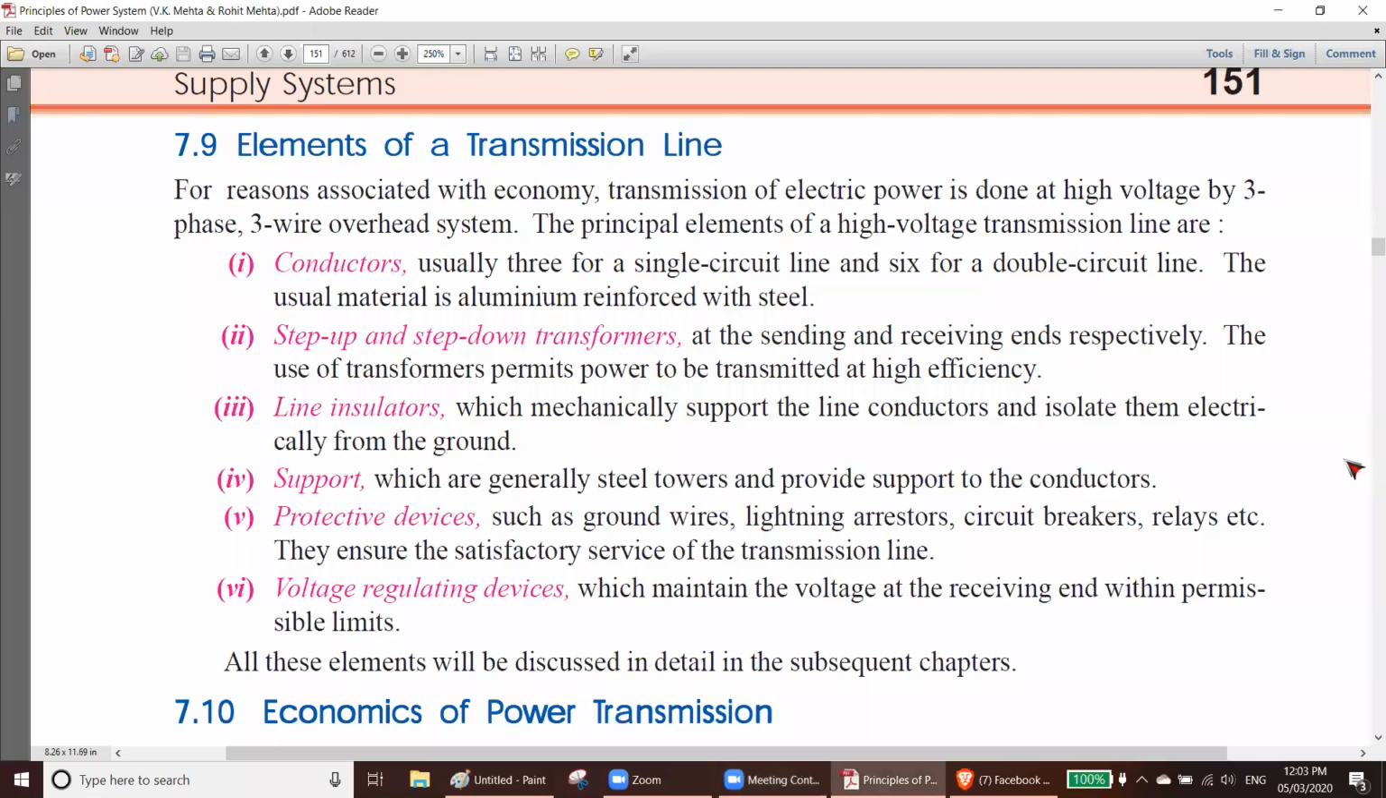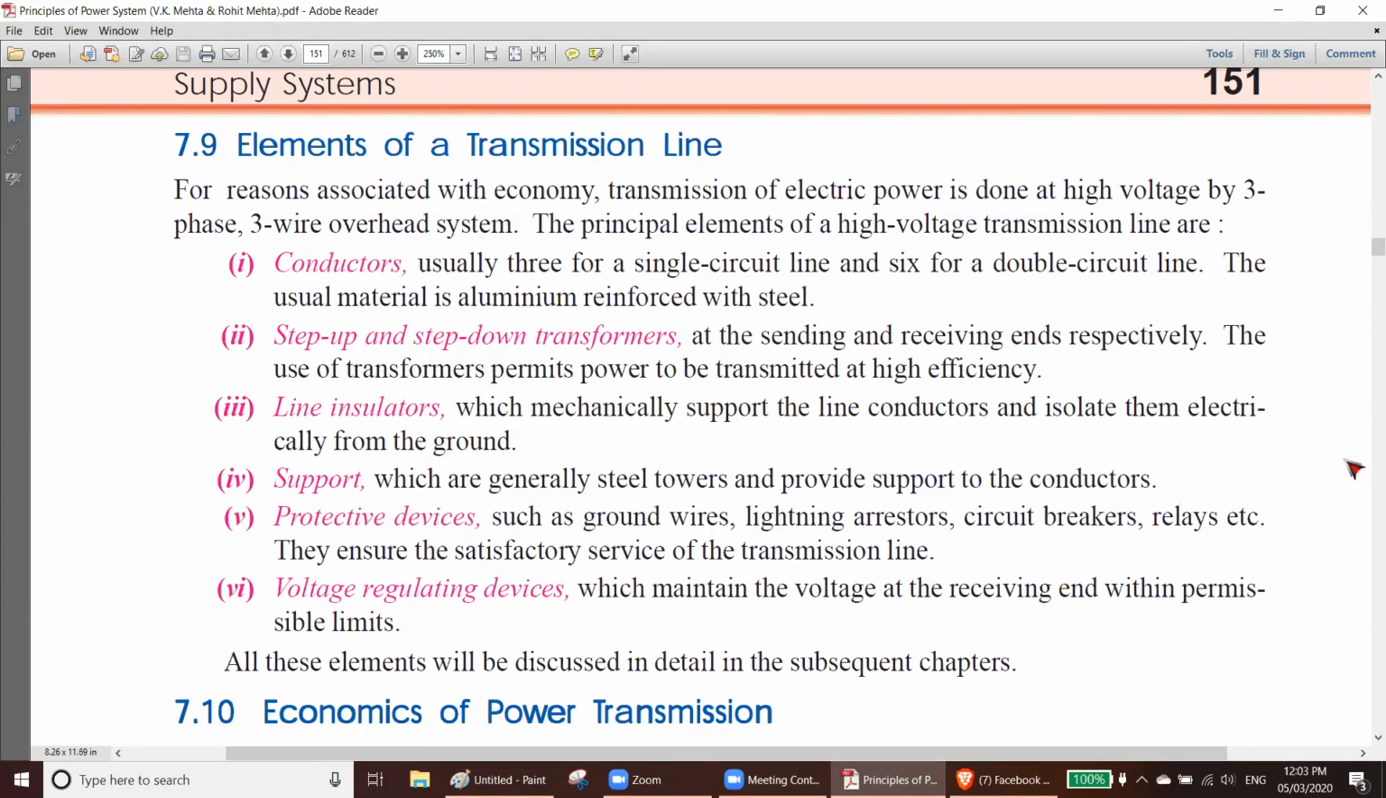Elements of a transmission line. For reasons associated with economy, the transmission of electric power is done at high voltage by a three-phase, three-wire overhead system. The principal elements of a high voltage transmission line are conductors, step up and step down transformers, line insulators, supports, protective devices, and voltage regulating devices. That means, remember, you have 6 elements in your transmission line. One, very important, conductors, because that is the most important part. Without a conductor, how can you transmit the power, right?